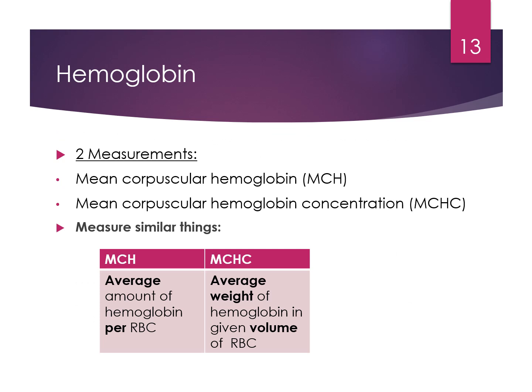So again, here's just a slide to further explain what the MCH and the MCHC mean for us as practitioners. The average amount of hemoglobin per RBC would be our MCH. The average weight of the hemoglobin in a volume of the RBCs, that would be our MCHC. So think about your amount compared to the average weight. That's how you differentiate the two.